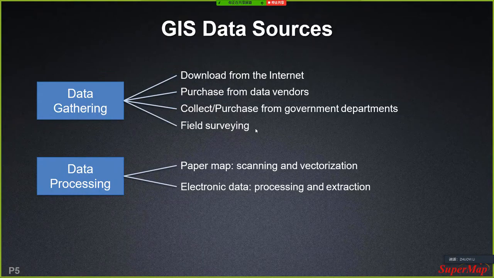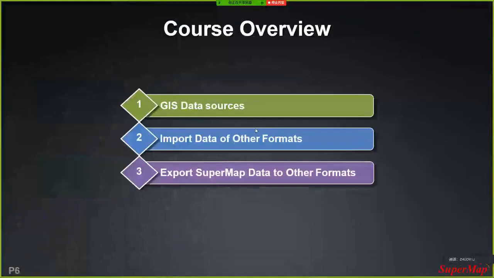When we get some data, we should do some processing of the data. For the paper map, we can scan it and vectorize it. And for the electronic data, we should process and extract this data in the desktop platform, such as SuperMap Desktop. So first, let me introduce how to import data of other formats.